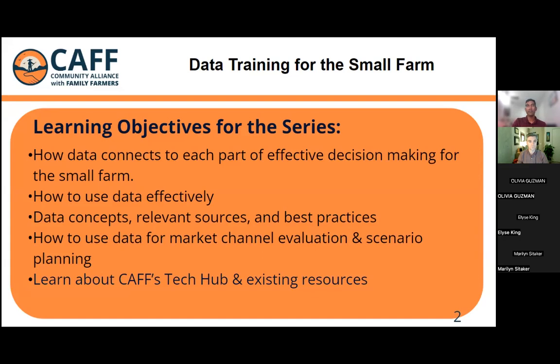We have our learning objectives laid out for the series. Today, we're going to be learning how data connects with each part of your effective decision-making, different data concepts, relevant sources and best practices. And then you'll learn a bit about CAF Tech Hub in case our program is new to you.